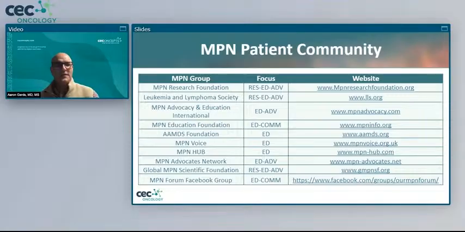And here's a list of places that patients can go to get good, reliable information and connect with others in the disease space, whether we're talking about the MPN Research Foundation or MPN Advocacy and Education International, which I've both worked with personally. But there are other resources like MPN Voice and MPN Hub, and again, the MPN Forum Facebook group, all with different things to offer for our patients with myelofibrosis.